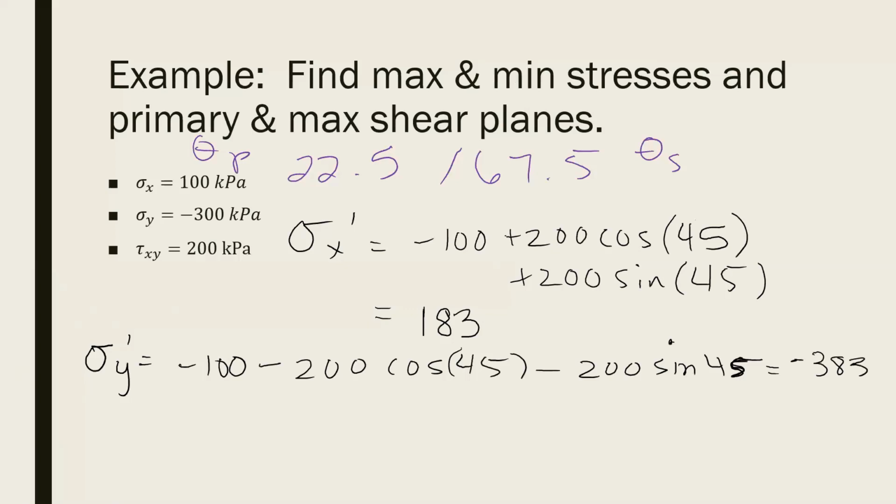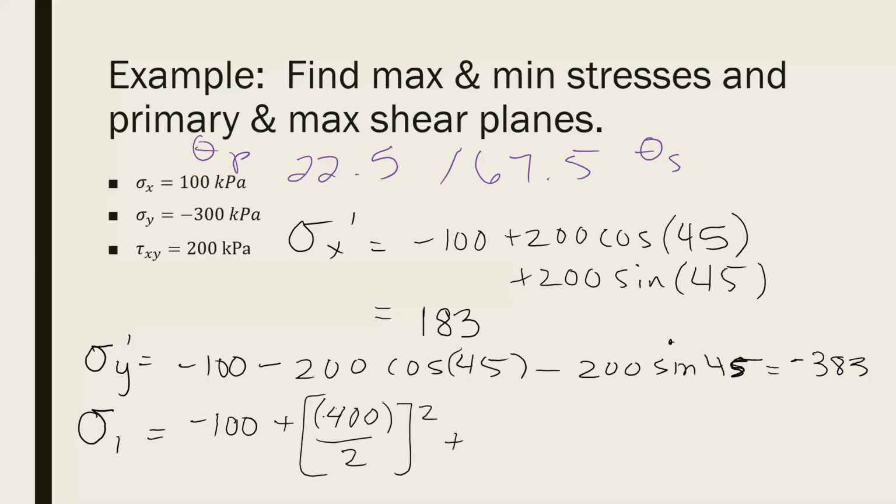All right, negative 383. Okay, so if we aren't interested in the orientation, we're just interested in the magnitudes, we could skip to sigma 1 being sigma average, which was negative 100 plus R. So R being the square root of 100 minus a negative 300, so that's a positive 400 over 2 quantity squared plus tau x prime y prime quantity squared. What do you get when you do that math?